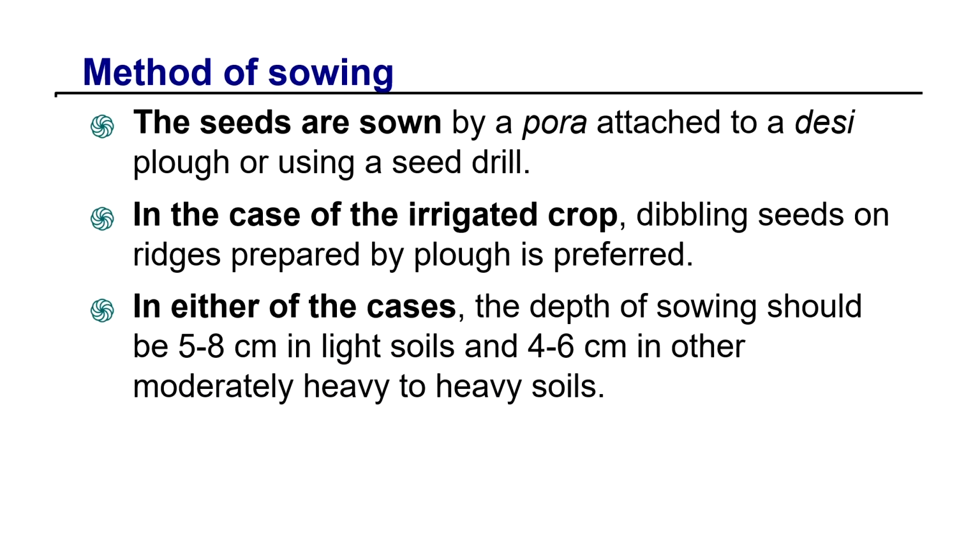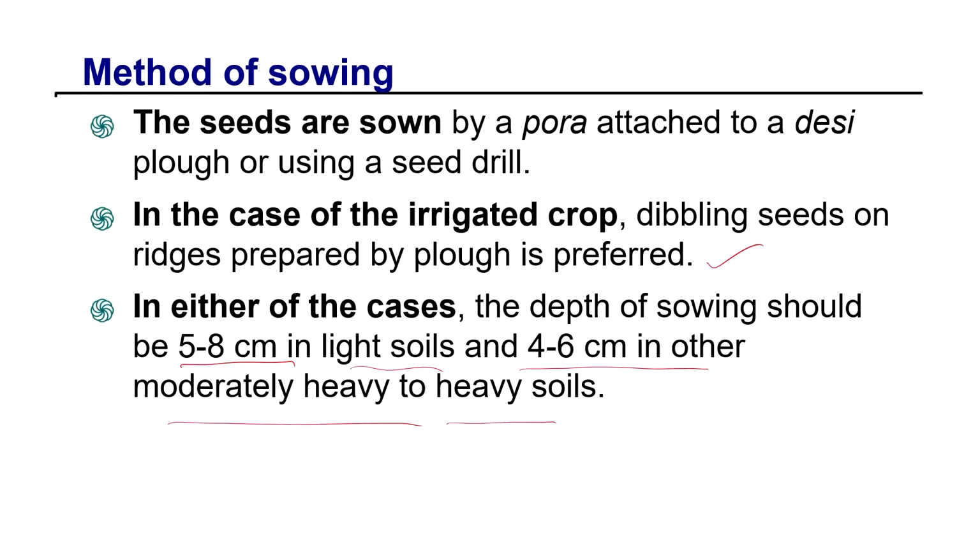And now coming to the method of sowing. The seeds are sown by a pora attached to a desi plough or using a seed drill. In the case of irrigated crop, dibbling seeds on ridges prepared by plough is preferred. In either case, the depth of sowing should be 5 to 8 centimeter in light soils and 4 to 6 centimeter in other moderately heavy to heavy soils. Now, sowing can be done by different implements. You can use a desi plough, planting machines, some planters are also available, seed drills are also available, a lot of options exist.